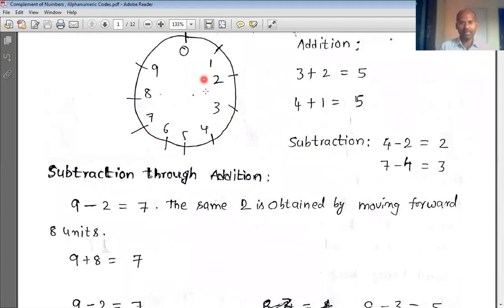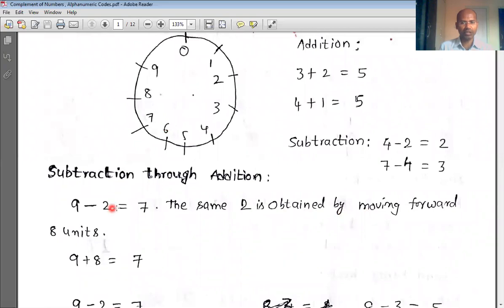If you look at this diagram closely, you can perform subtraction also through the addition process. Now let's see how it can be done. Subtraction through addition. Let's say 9 minus 2 is equal to 7, that we know. The same result is obtained by moving forward 8 units.